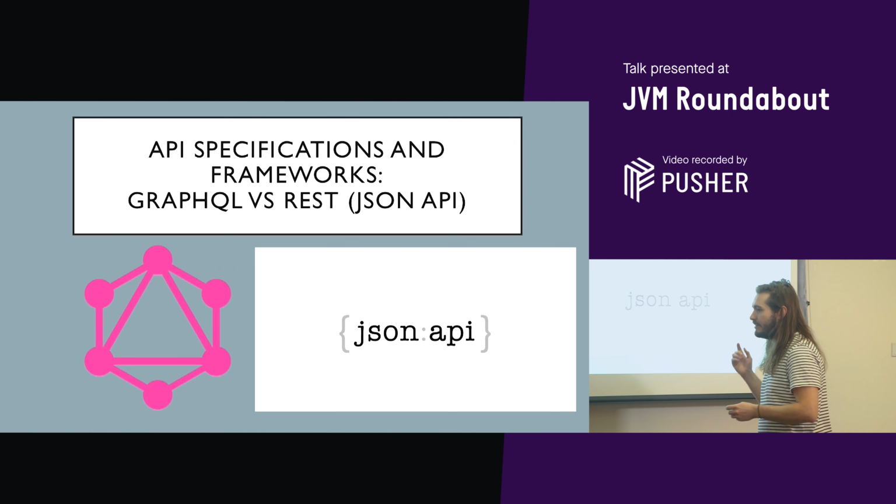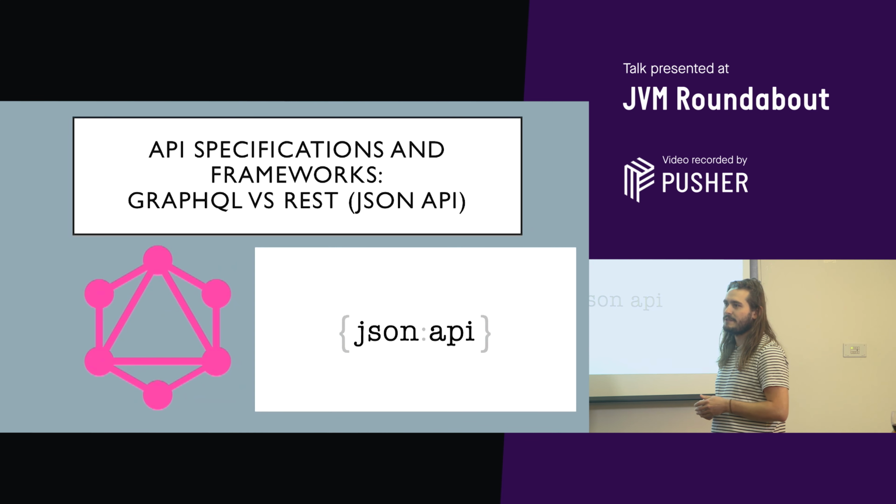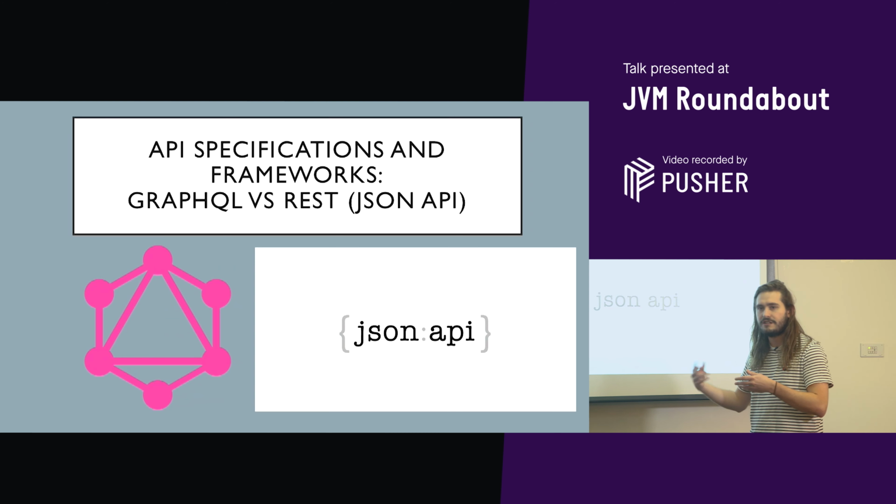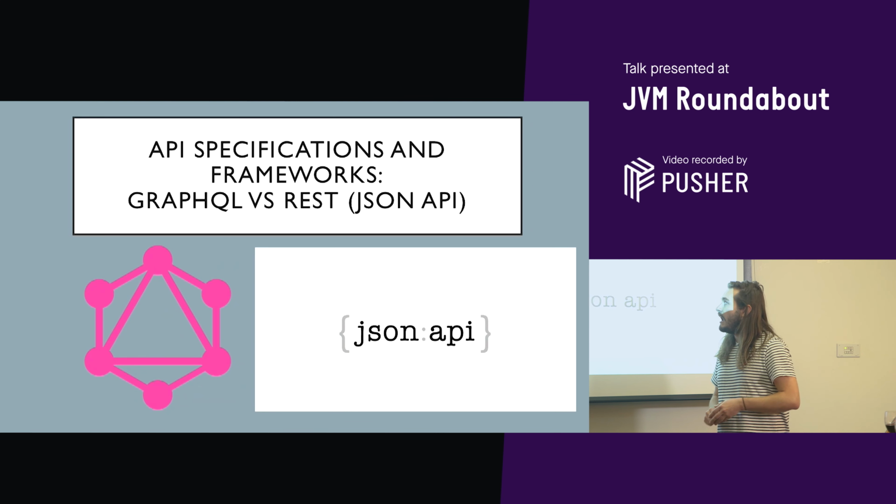So basically, my talk's going to be on API specifications, and specifically GraphQL and comparing it to REST, but specifically REST JSON API, which is an implementation of REST, or a specification of a REST API.